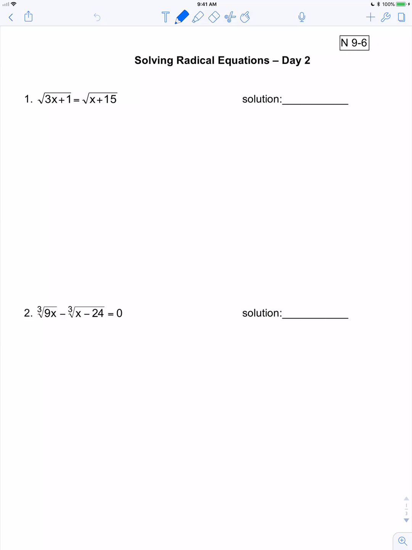So this is the square root of 3x plus 1 is equal to the square root of x plus 15. Well, notice they're both square roots, so we can square both sides of that equation, and that gets rid of all those radical signs. So 3x plus 1 is equal to x plus 15. So now we just have a simple equation. We'll get all of our x's together, then get all of our whole numbers on the other side. So 2x is equal to 14. Divide both sides by 2.